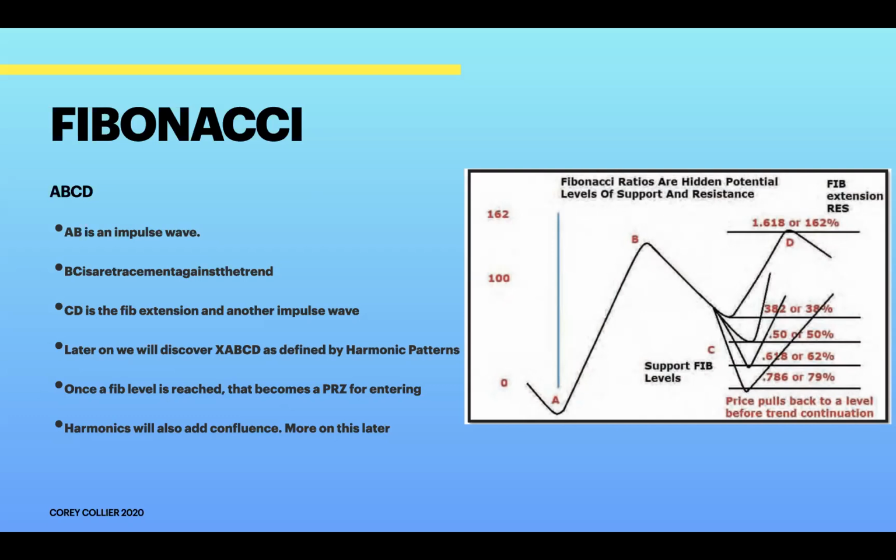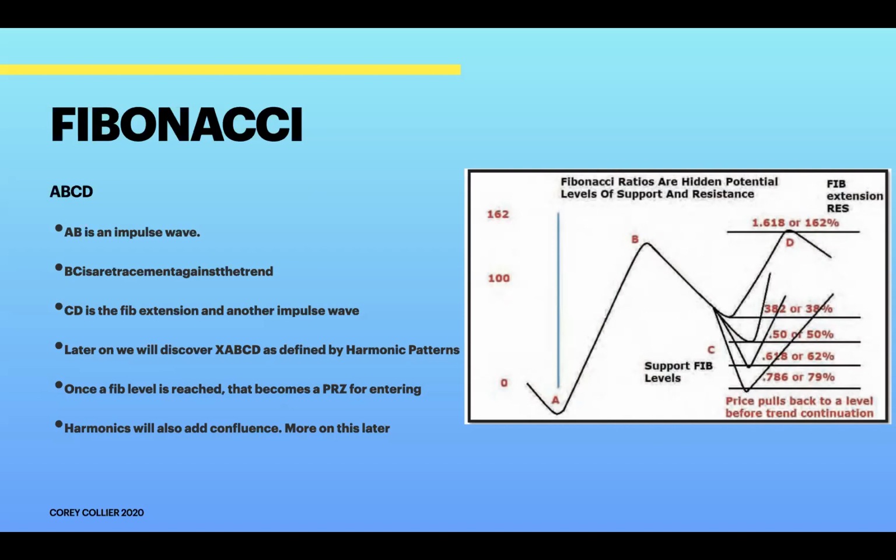So AB is an impulse wave. At the image to the right, we'll say that's wave 1. BC is the retracement against the trend of wave 1. Okay, so BC, point C is going to be the end of wave 2. CD is the fib extension or another impulse wave. And that's why we hold it. All right. CD in this image, let's say that would be wave 3. Later on, we'll discover X ABCD as defined by harmonic patterns. And again, that's in the deeper study after the course.